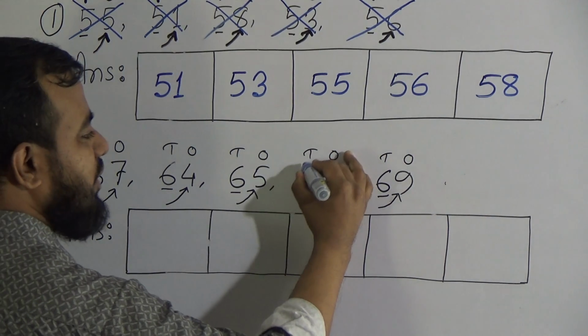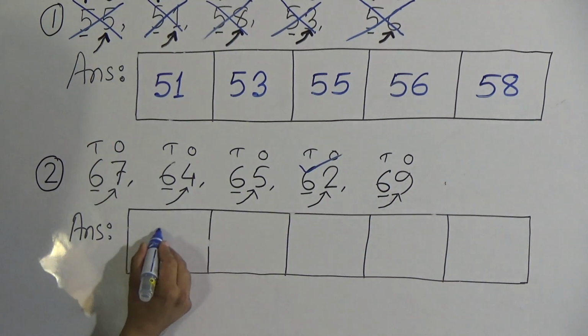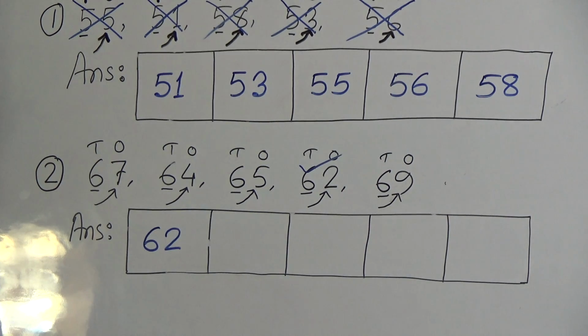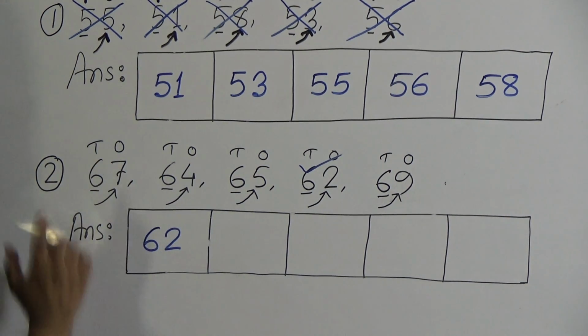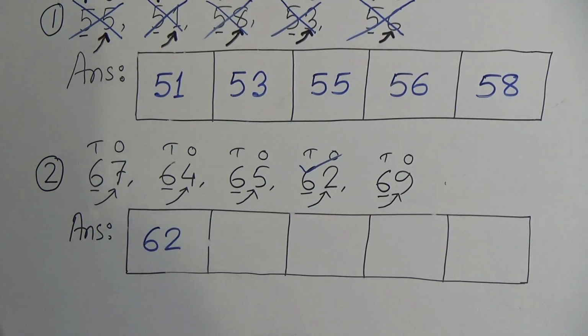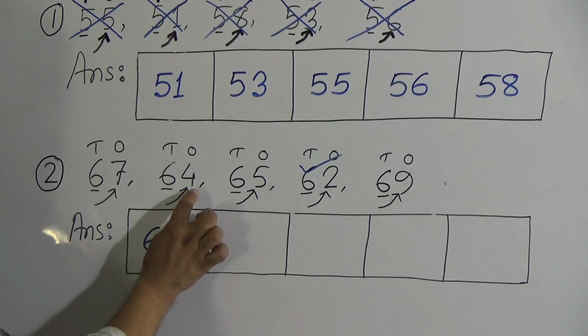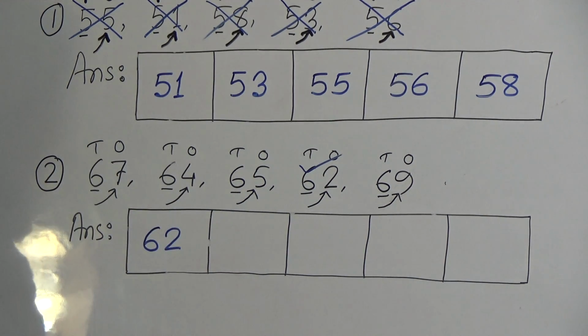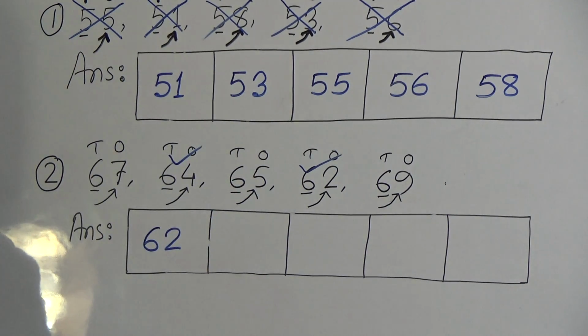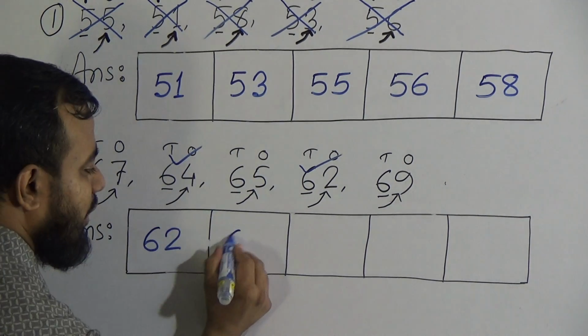Okay, so this one is done here. 62 will be our first number, because this one is the smallest number among these 5 numbers. Now we have the remaining 4 digits on the right side: 7, 4, 5, 9. Among these 4 digits, we know that 4 is the smallest number. That's why 64 will be our next smallest number. Dear students, we should write down 64 in the second blank.